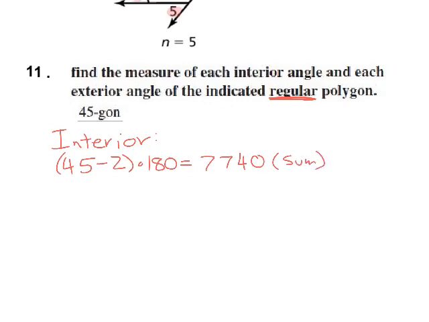So how would I find how much each one is? Yeah, since they're all the same, just divide by 45. Somebody want to do that for me? So they're 172 degrees each. Okay, so that's for interior, right? Now exterior.